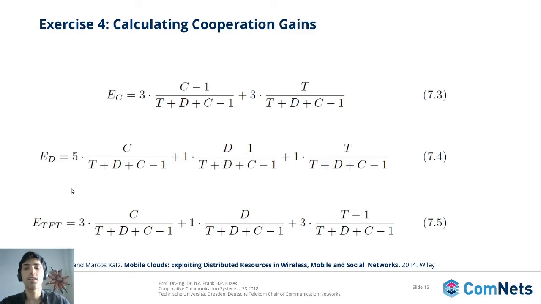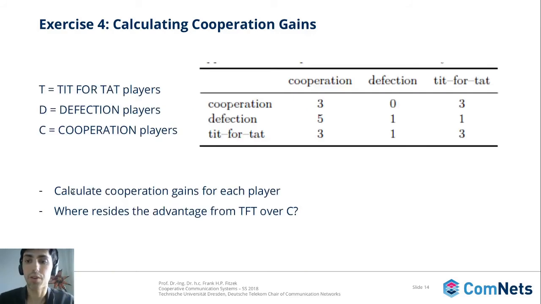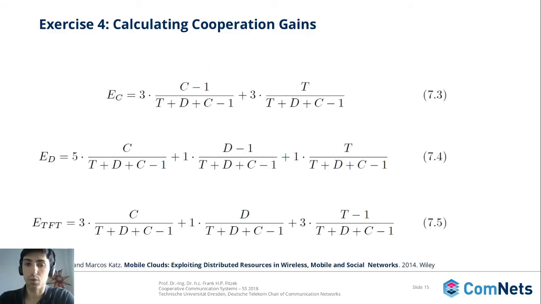Then for tit for tat, if we go to the table again, we had 3, 1, and 3. So this is what we do. We have 3 points for each cooperation player, plus 1 point for each defection player, and 3 points for each tit for tat player. Of course, you need to remember that this is going to be C minus 1, this is going to be D minus 1, and this is going to be T minus 1, because we cannot play with ourselves. We can just play with the rest.